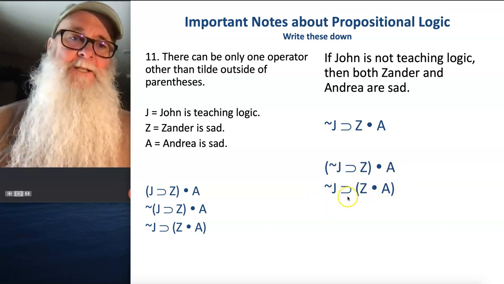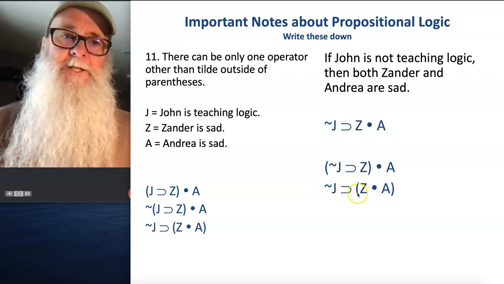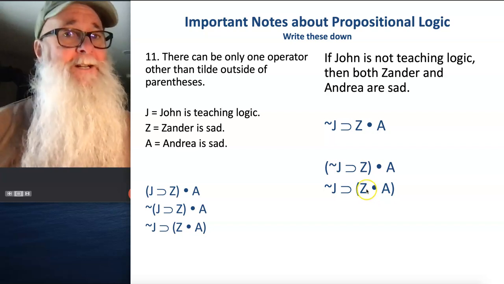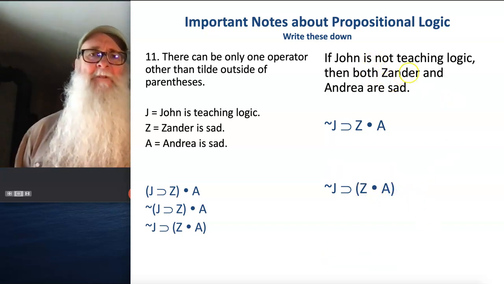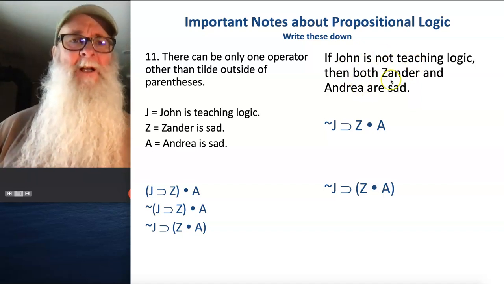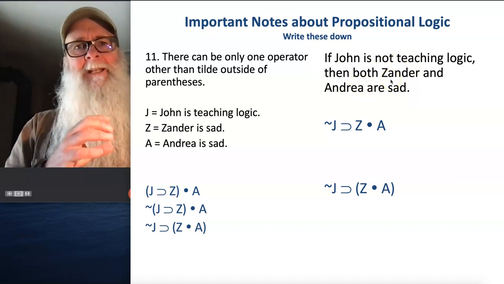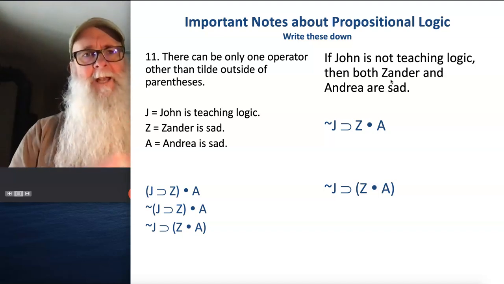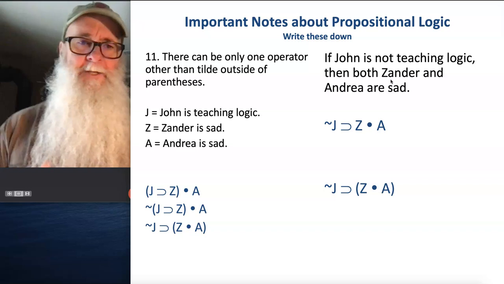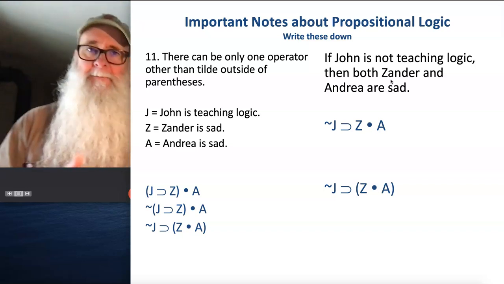But this translation says this. If John is not teaching logic, then Xander is sad and Andrea is sad. And that, I would argue, better reflects this original statement, where we have these two things happening as a result of the first thing happening, Andrea and Xander becoming sad because John is not teaching logic. And so we group those two statements up together.